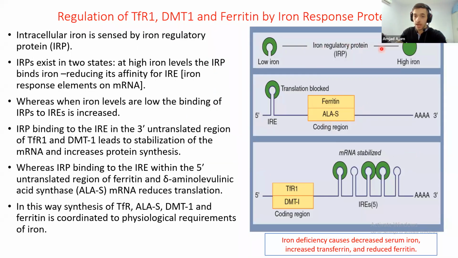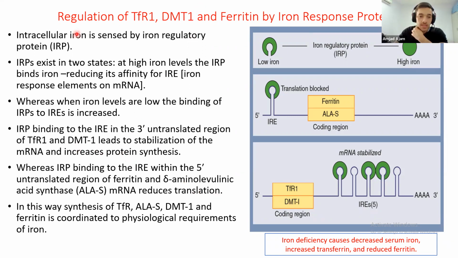So basically, this IRP will sense the iron inside the cell. When it is low, it will bind to the 3' end of this mRNA strand, and therefore increase the synthesis of transferrin receptor and DMT1, so we can have more iron inside the cell. Does it make sense?